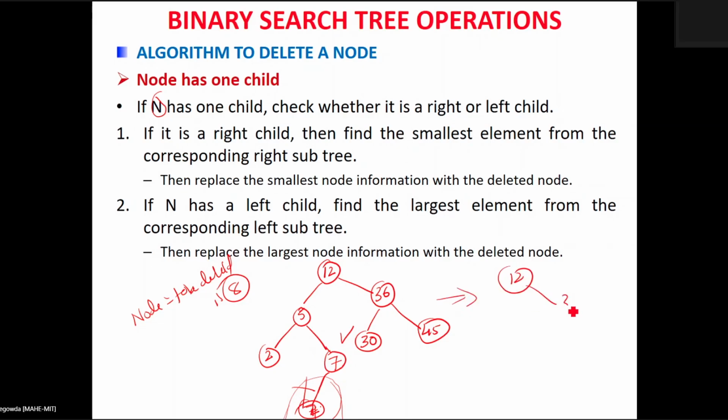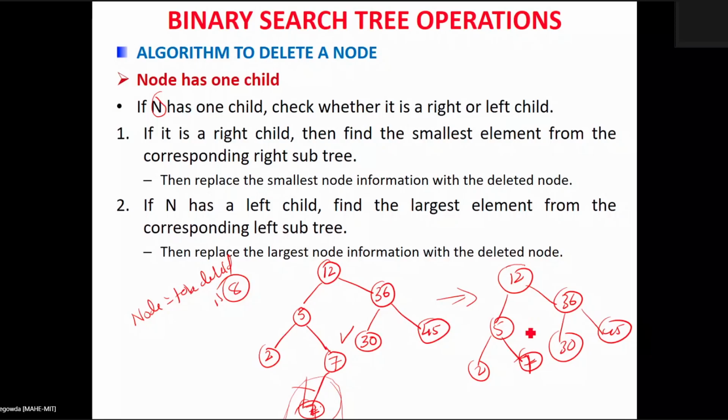So after deletion the resultant tree will be 12, 36, 45, 30, 5, 2, as well as the 7. If you look at these node values here, this resultant BST after deletion also satisfies all the BST properties. So this is how we can delete.